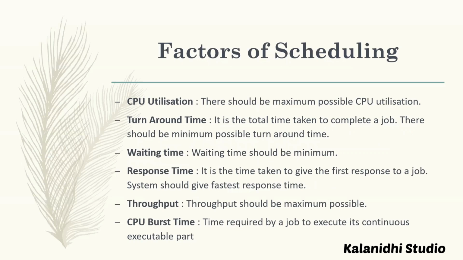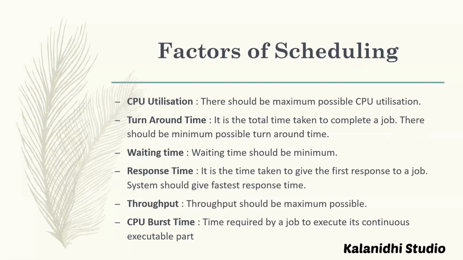Many factors decide which scheduling technique should be used in order to have the best possible results. The criteria are as follows. First is CPU utilization. There should be maximum possible CPU utilization. Second comes turnaround time. It is the total time taken to complete a job. There should be minimum possible turnaround time.